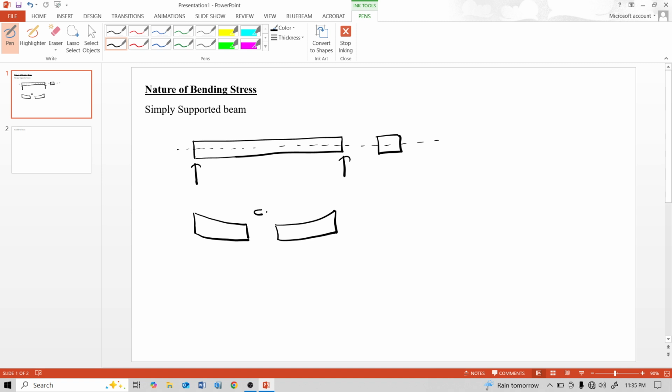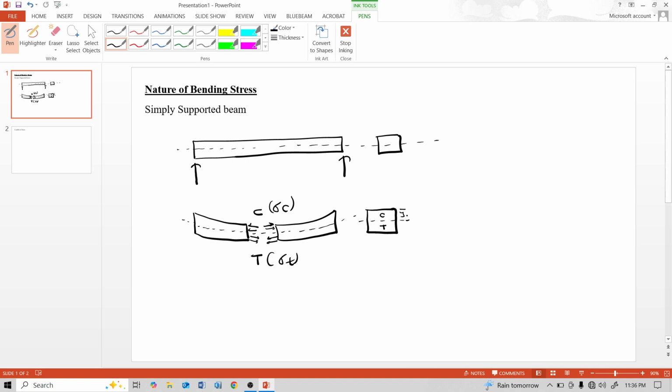Upper side compressive stresses sigma c and lower side tensile stresses sigma t. And this is the neutral axis. And lower side tensile stresses. The cross section is upper side compression, lower side tension.